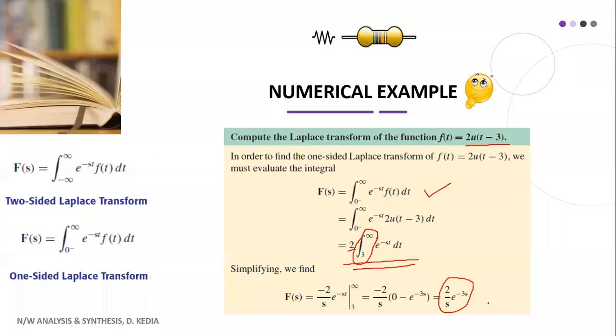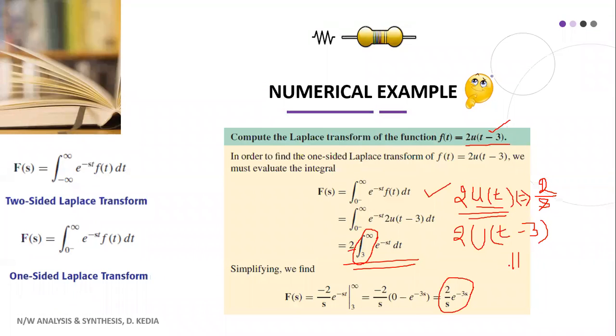There is another way to arrive at this solution, which is very, very simple. Just by using the property, we know that the Laplace transform of u of t is 1 by s. Now we will multiply this u of t with 2, meaning we are multiplying with a constant. Then the Laplace transform of 2 times u of t will be nothing but 2 by s. Now you see here we have 2, and we have u of t minus 3. This is u of t, but t minus 3 means we are shifting in time, so we will apply the time shifting property.